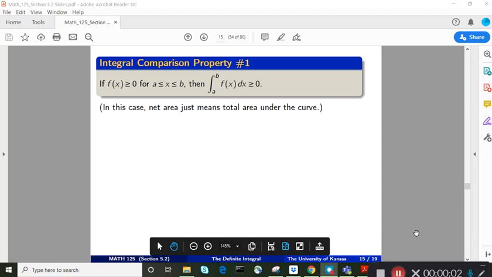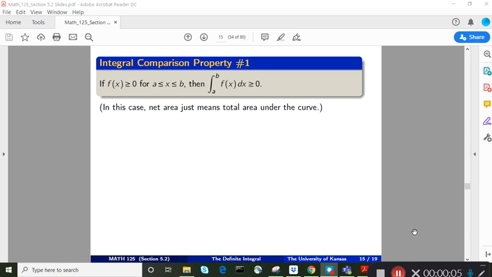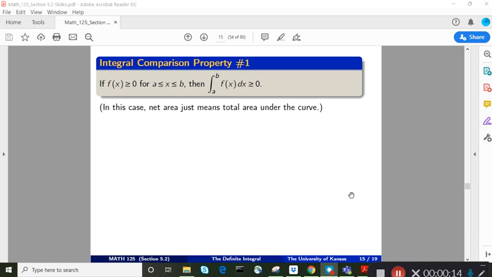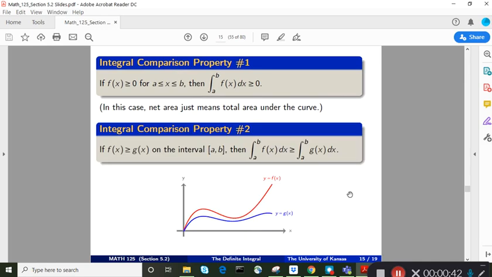Integral comparison property number 1. If f of x is bigger than or equal to 0 for x between a and b, then the integral from a to b of f of x dx is going to be bigger than or equal to 0. So if the function is always above the x-axis, over the bounds a to b, where b is bigger than a, then the integral from a to b of f of x dx is going to be bigger than or equal to 0. So that's the first property.